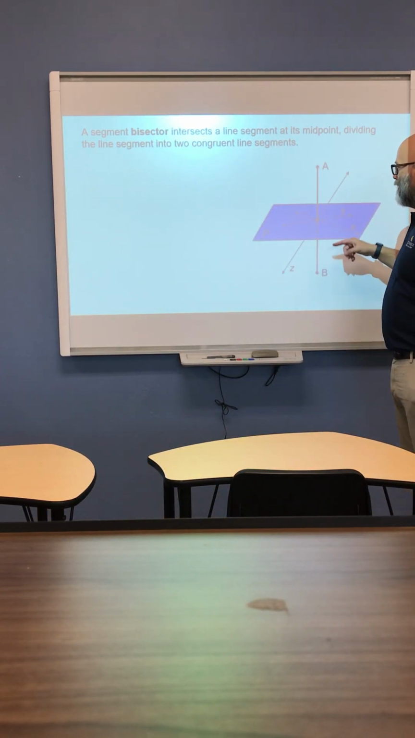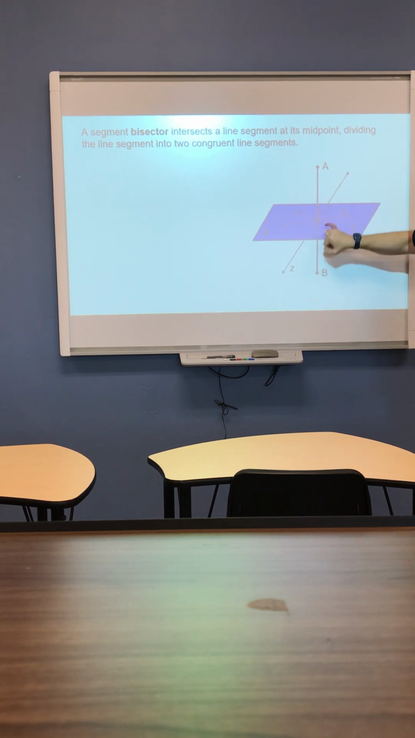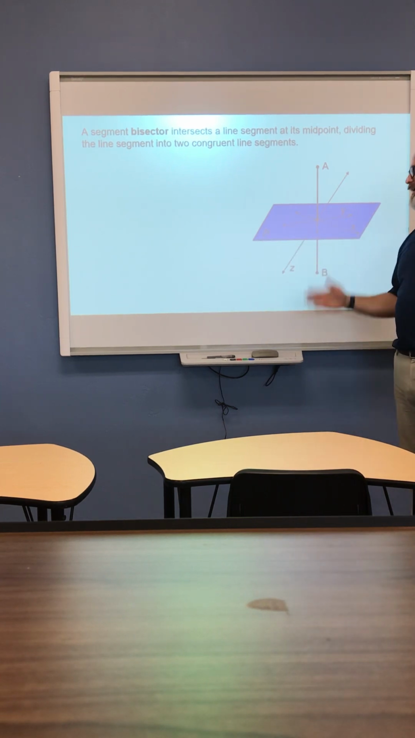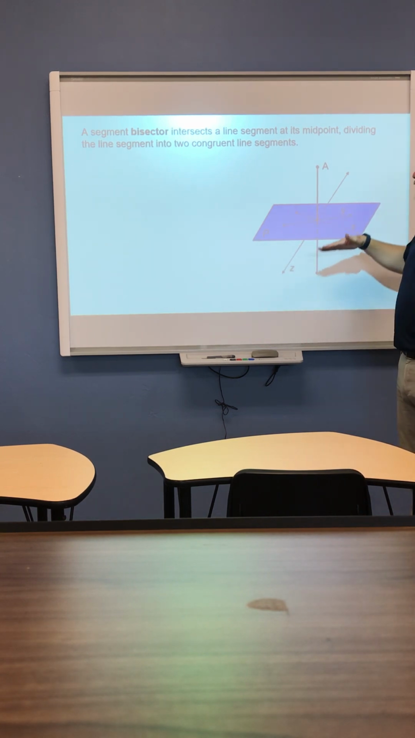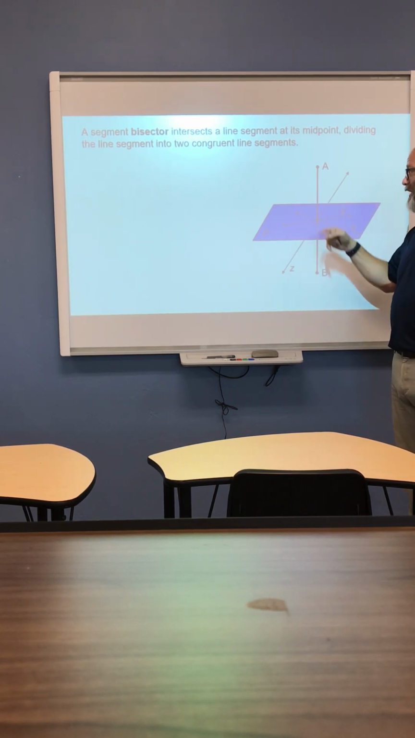Okay. A segment bisector intersects a line, the line AB, at its midpoint, M, dividing the line segment into 2 congruent line segments. That's 2 line segments of equal measure. You can use just about anything to bisect a line. You can use another line, or you can use a plane, anything that cuts the thing in half. All right, so this plane P, which is clearly coming out at you, can bisect AB at its midpoint. The line X or the line Y, which are on plane P, they can also bisect AB.